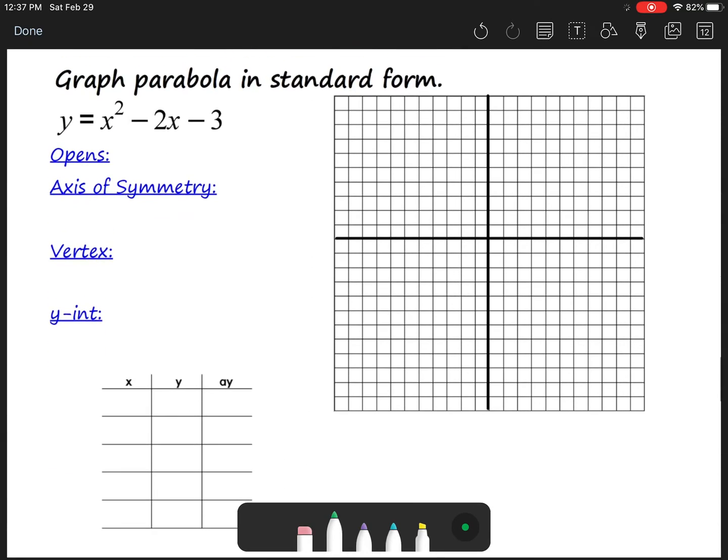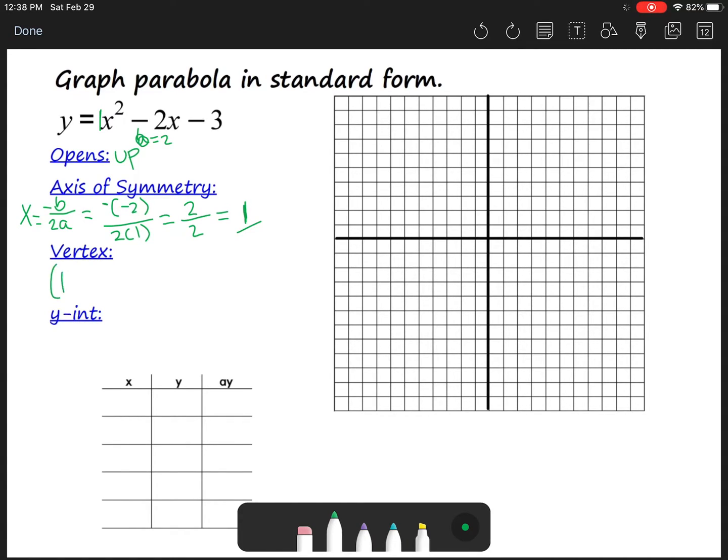So let's put this into practice. If we wanted to graph something like y equals x squared minus 2x minus 3, we just need to fill out this information over here. Well, looking at this, it's got an a value of 1, so it's going to open up. Our axis of symmetry, remember we're going to use this equation, x equals negative b divided by 2a. Well, for this problem, b is equal to negative 2, so we would have a negative times negative 2 divided by 2 times 1. Well, negative negative 2 is just 2, 2 times 1 is just 2, 2 divided by 2 leaves us with an axis of symmetry of 1.